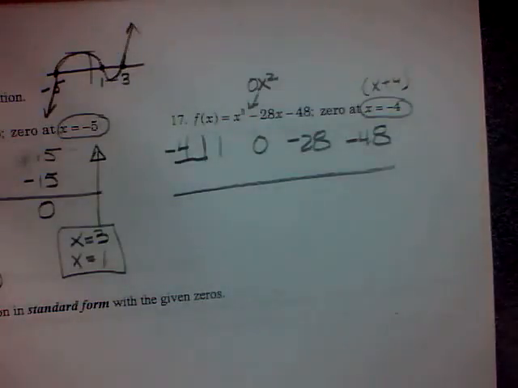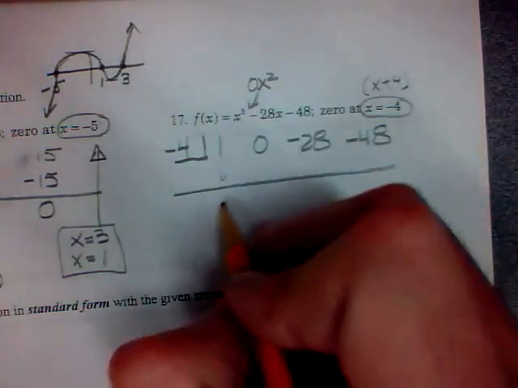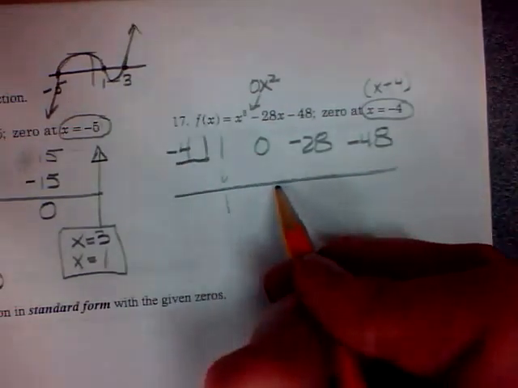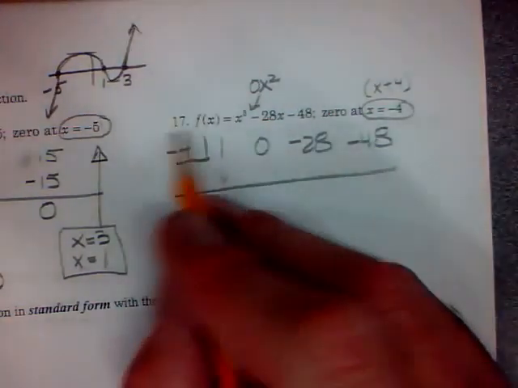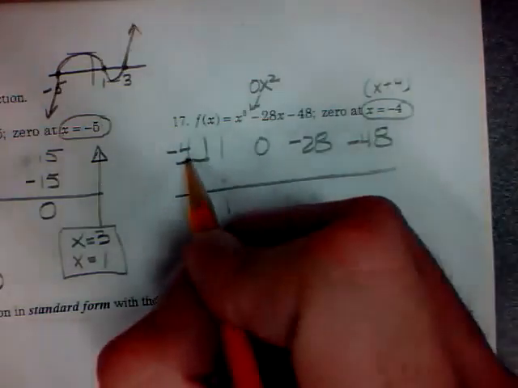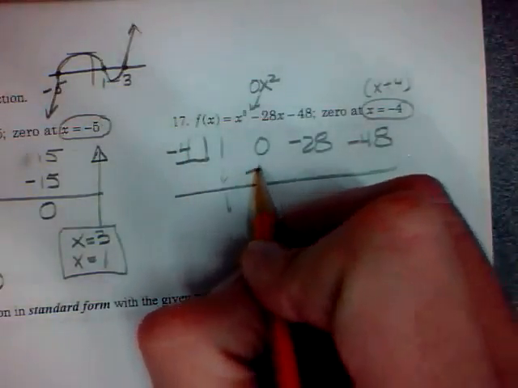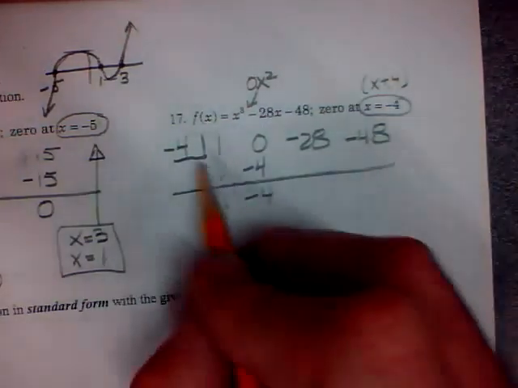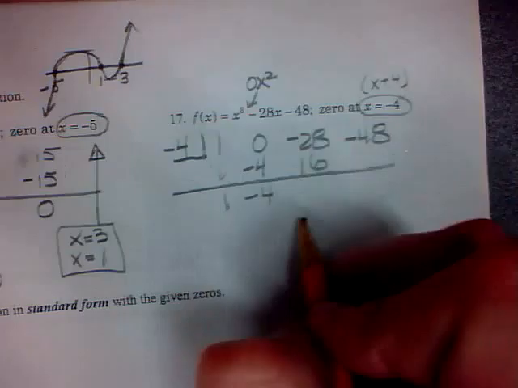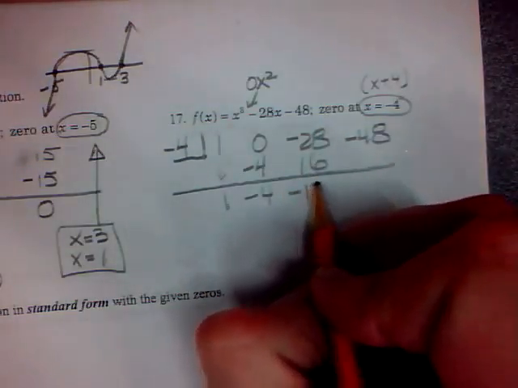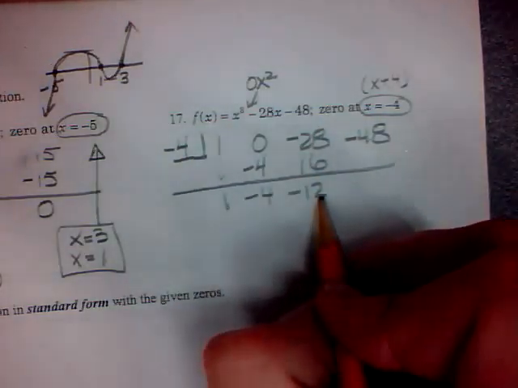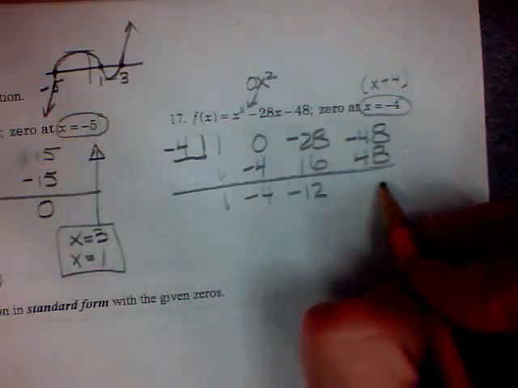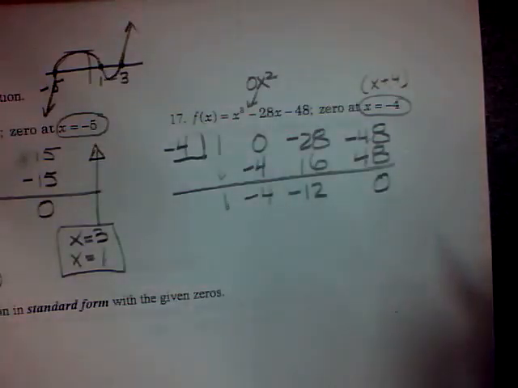Then we draw our line. We bring the first term straight down. That gets you a 1. And then remember, it's multiply, add, multiply, add, multiply, add. So we multiply -4 times 1, which is -4. So that gets you -4 when you add. Multiply, you're going to get +16. Add, you get -12. Multiply, you get +48, which is wonderful. And you add those together, you get 0.